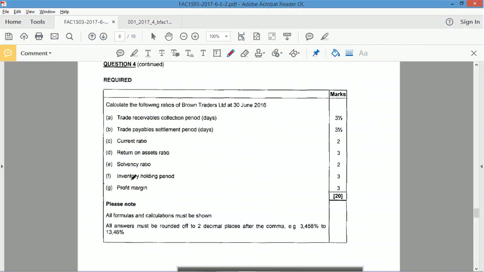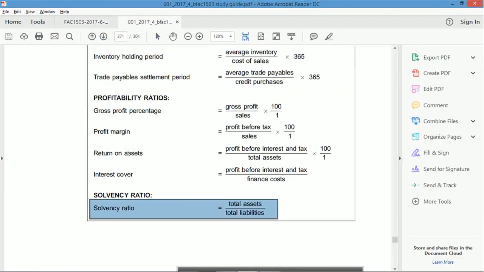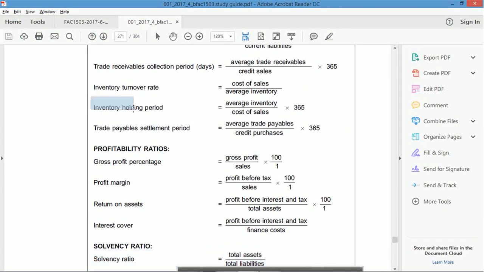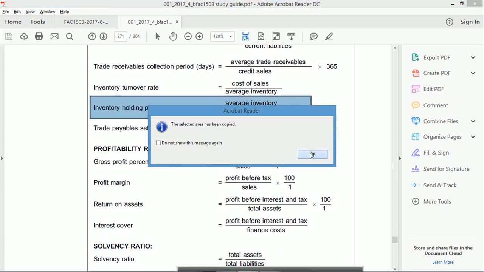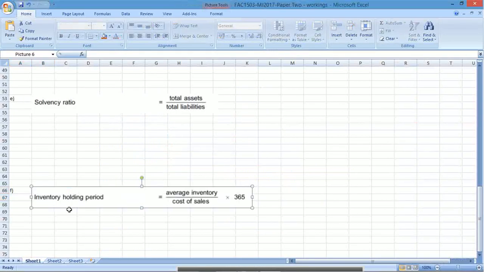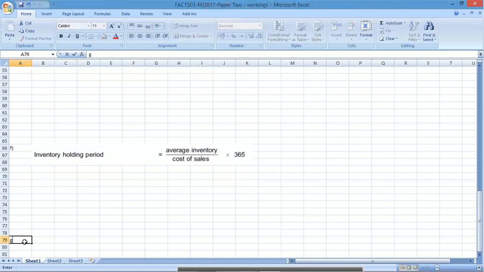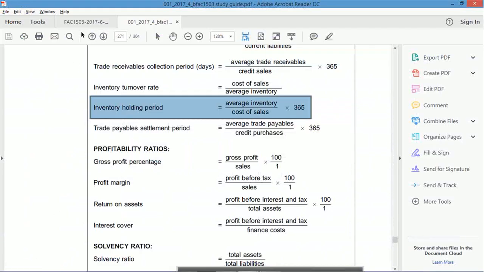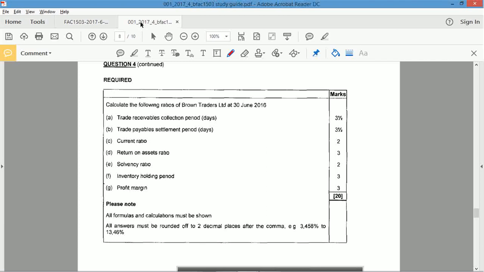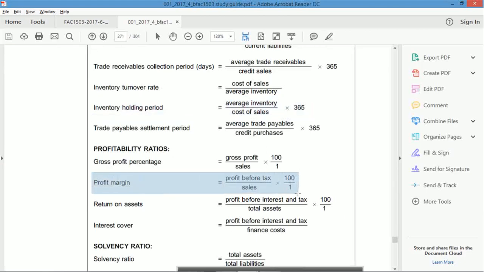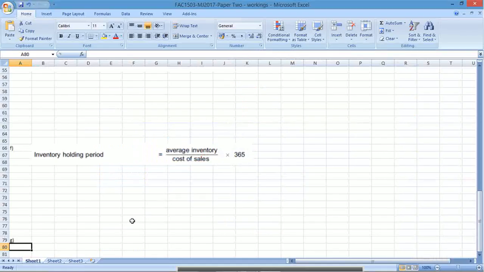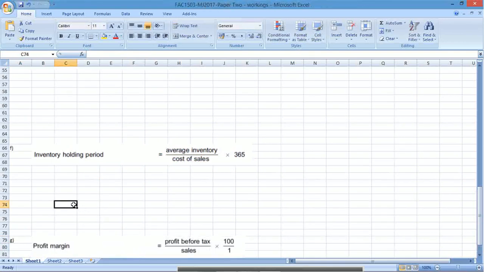F. What else did they ask for? Inventory holding period. There it is. G. Profit margin. Write down that formula. Now you're ready to do the question. It's 24 minutes, and you're not even going to take that long doing this because it's just a formula that you need. So if you've studied your formulas, you should be fine.